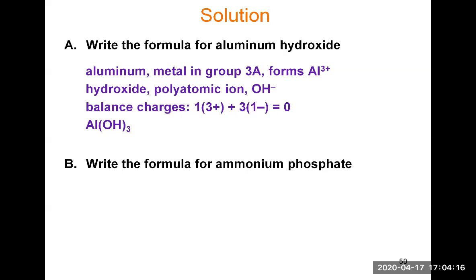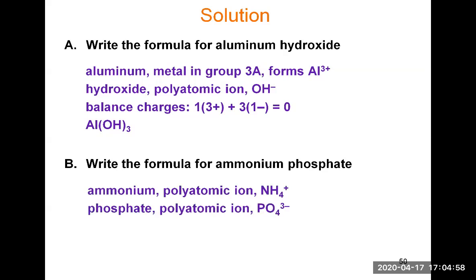Write the formula for ammonium phosphate. Ammonium is not an element from the periodic table. It's a polyatomic ion. This one you probably need to learn because you could search for a long time in the periodic table and not find it. It's the polyatomic ion that is positive, the only positive one in the list of polyatomic ions you have. Phosphate ends in "ate", so it's a polyatomic ion, and you need to find it in your list. Using those two formulas, we have NH4+ and PO4 3-.